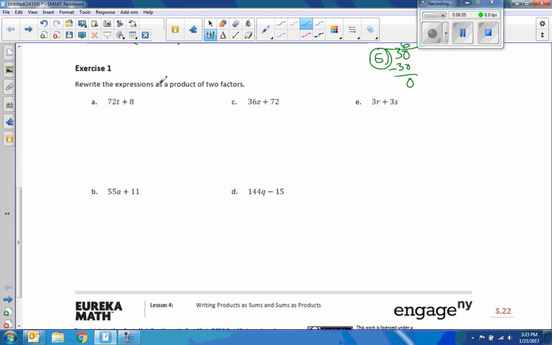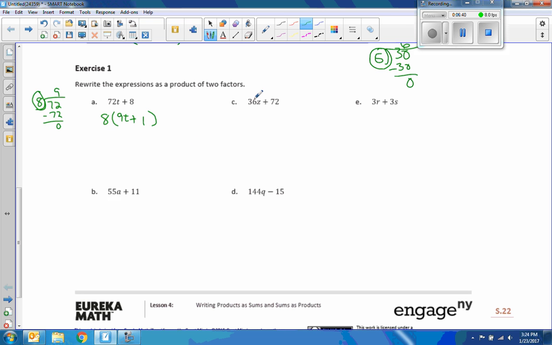Exercise 1. Rewrite the expression as a product of two factors. Okay? Again, if I use Euclid's algorithm and I divide 72 by 8, 9 times 8 is 72. Subtract, I have no remainder, therefore 8 is my greatest common factor. So I can take that out. And I'm just setting this up, and 72 divided by 8 is 9. 8 divided by 8 is 1. So it's 8 times 9 plus 1.